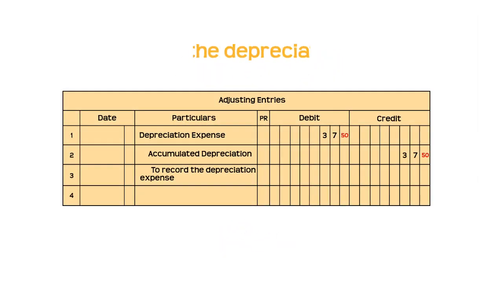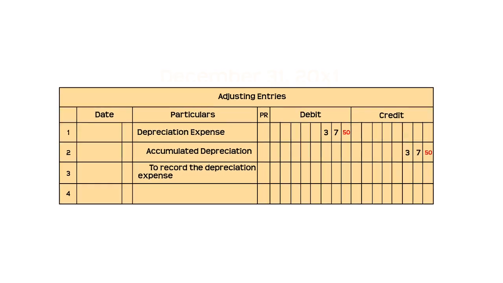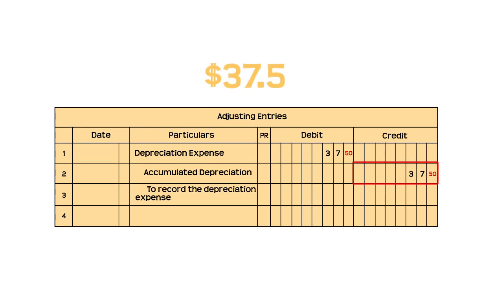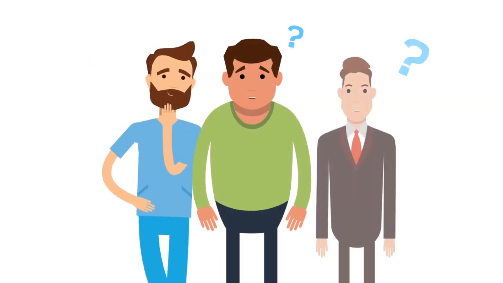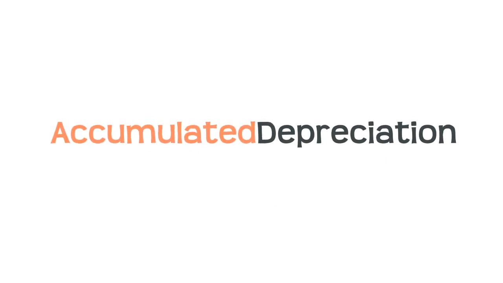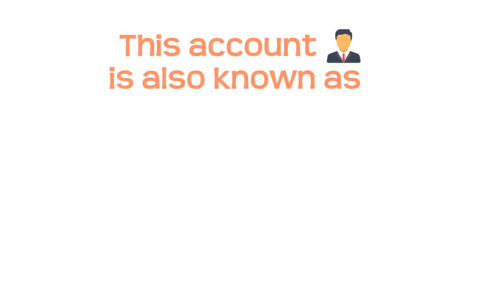The adjusting entry to record the depreciation of the computer equipment on December 31, 20x1 is debit depreciation expense and credit accumulated depreciation for the amount of $37.50. What? Yup. Accumulated depreciation. The accumulated depreciation is an asset account, but with a normal credit balance. This account is also known as a contra asset account.